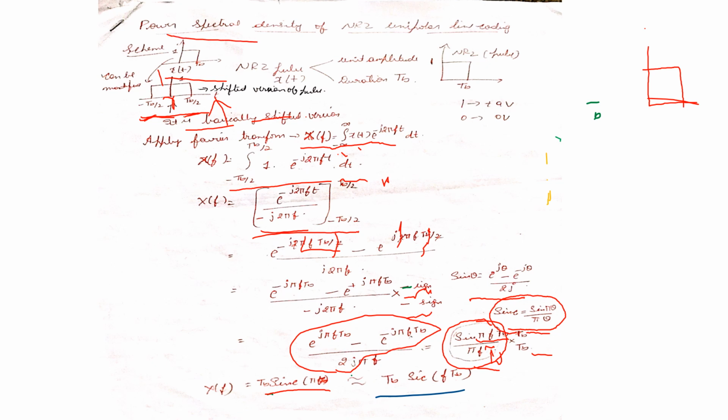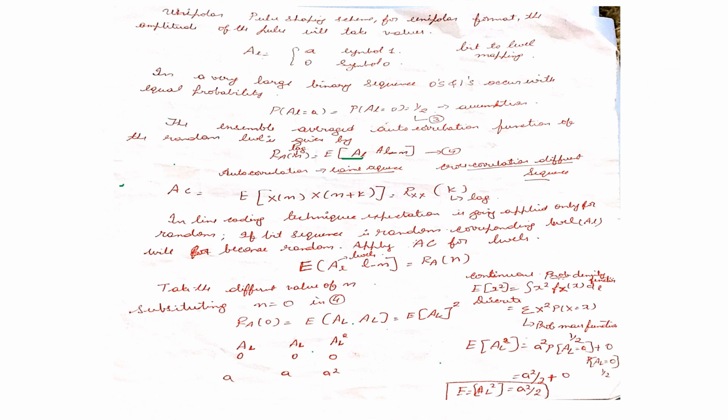We are extracting the pulse in terms of the Fourier transform, that is X of f. Next is the pulse shaping scheme for the unipolar format. The amplitude takes the value plus A for symbol 1 and 0 for symbol 0. In a very large binary sequence, zeros and ones occur with equal probability, so the probability of each bit is 1 by 2.